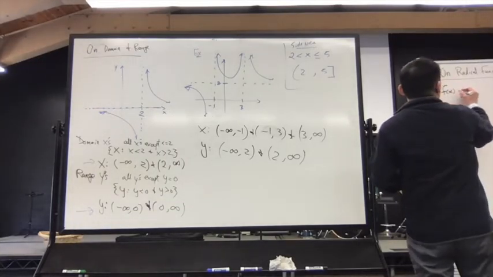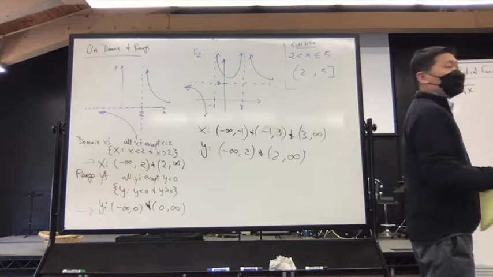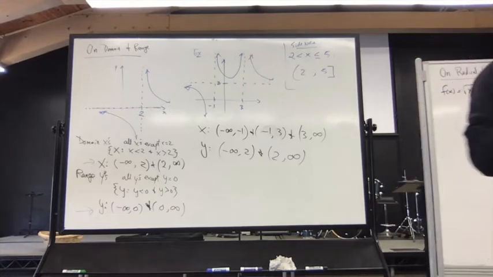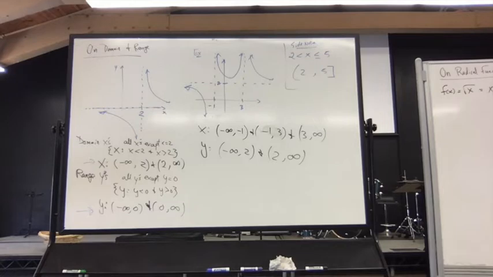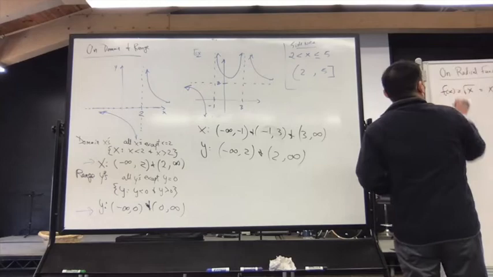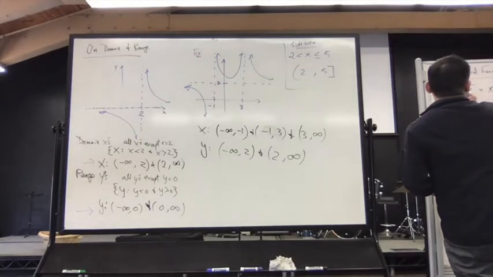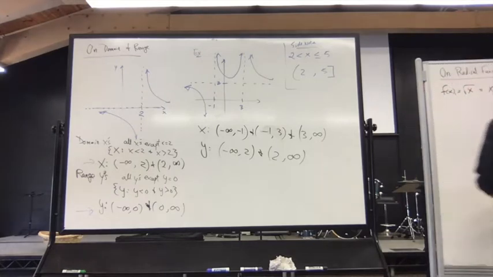f of x equals square root of x. Now, this is also x to the 1/2. So I'm going to interchangeably use the radical form and the rational exponent form. That's function number 1, f1 of x. So we also have the second function, f of x equals square root of x plus 1.